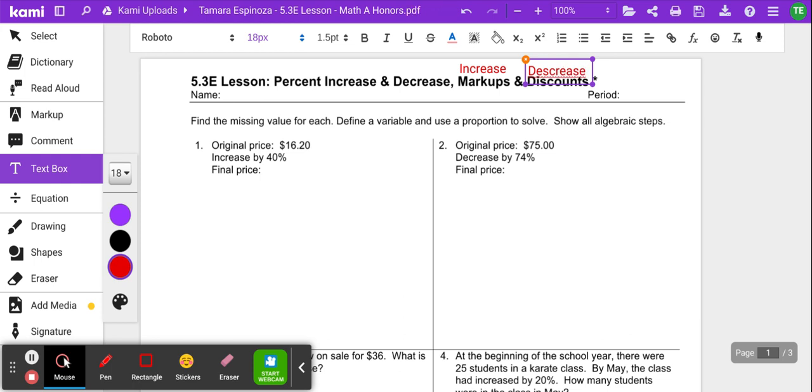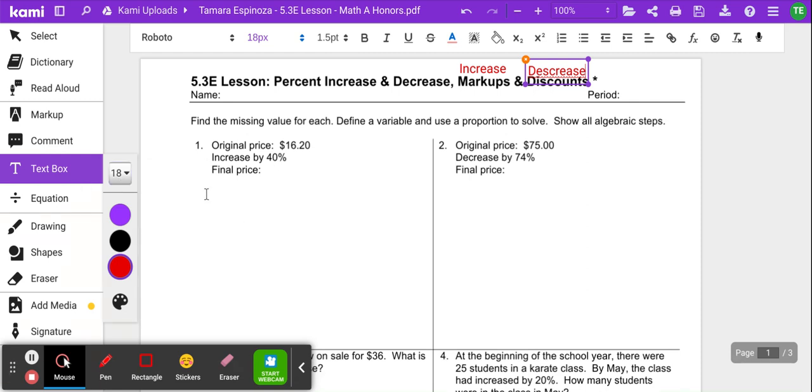All right, find the missing value. Define a variable, use a proportion to solve, show all your algebraic steps. So we want the original price. We want to increase it by 40% to get the final price. So we're trying to figure out what the final price is. So we need to take the original and increase it.